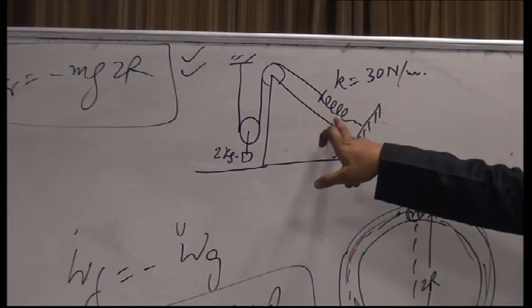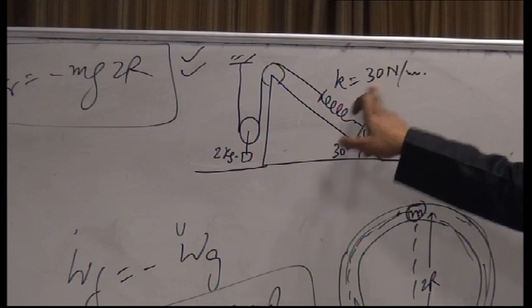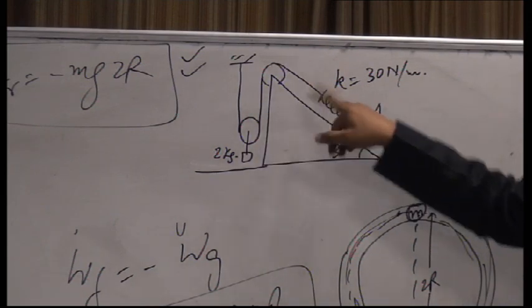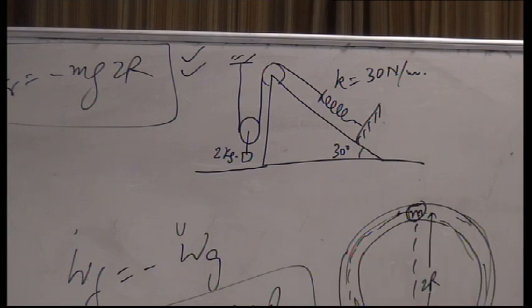Okay. So there's a spring constant, 30 Newton per meter. There is a mass which has been attached with a thread, and one end of the thread is attached with the spring. The question is, find the extension in the spring in equilibrium. That is the question.